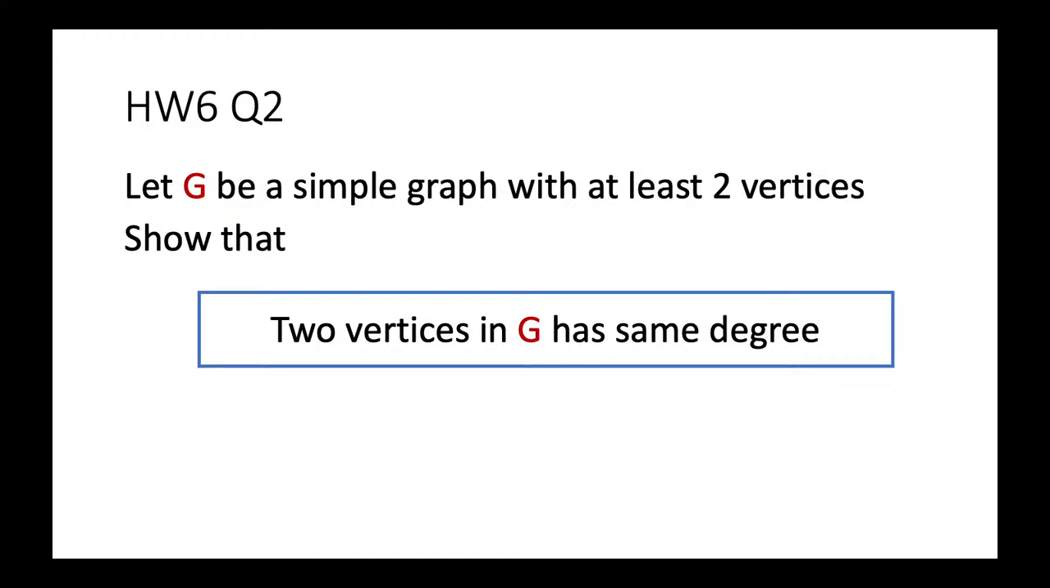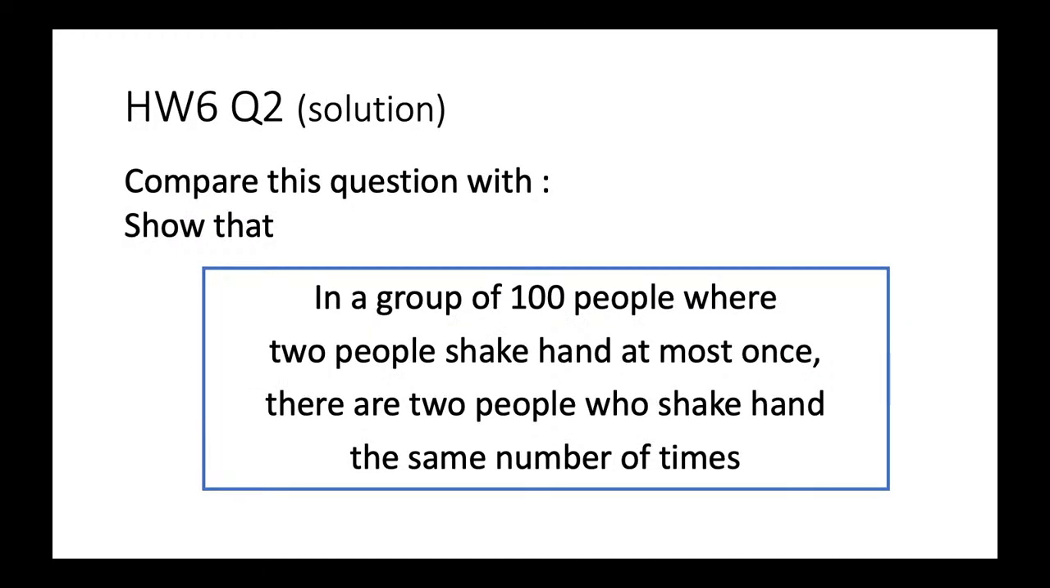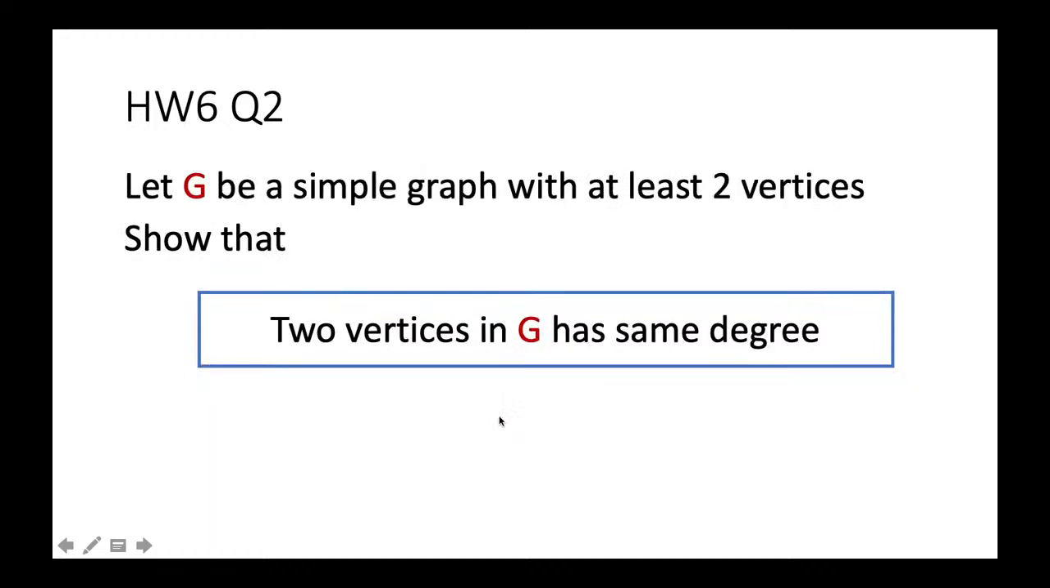Question 2 says, okay, suppose that G is a simple graph with at least 2 vertices. We want to show that 2 vertices in G have the same degree. Okay, this is nothing new. We have actually studied the problem earlier when we were in the pigeonhole principle cases. So here we were talking about this question in a group of 100 people where 2 people shake hands at most once. Then there must be 2 people who shake hands the same number of times. Okay, so this is the same question as we are talking here.